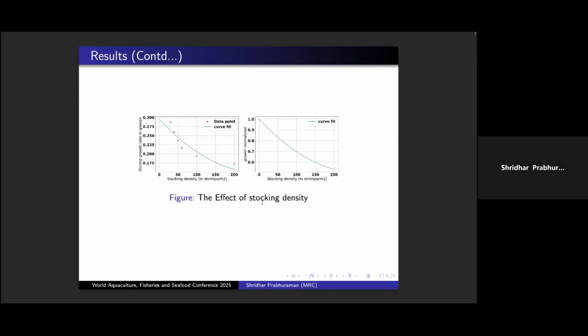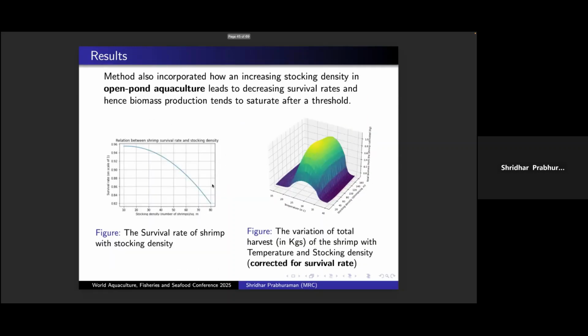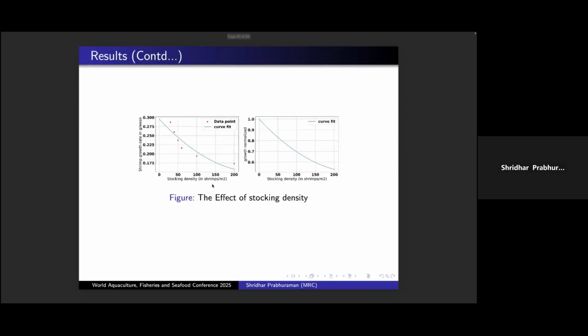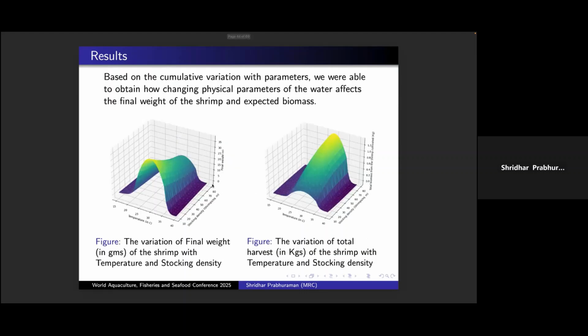accordingly. Now, stocking density again has a substantial effect on the overall shrimp growth rate. As we can see in the declining curve here, as you increase the stocking density, there is a decrease in the shrimp growth rate. Again, that is something that our model fits almost accurately. What we're trying to achieve here is essentially create a model that takes all of these things into consideration and gives you one application, one global model that will give you the optimum parameters.